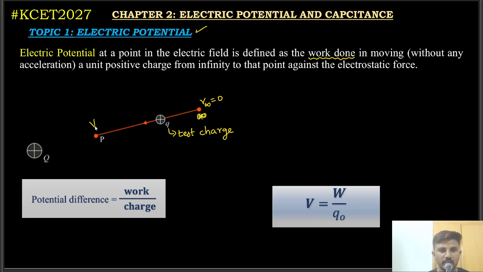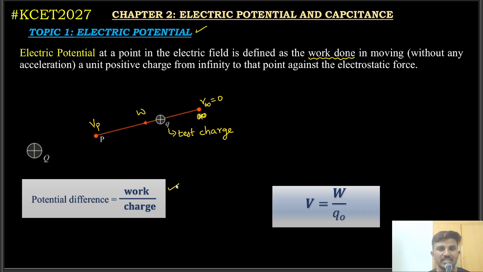So here electric potential is V at P. This work done to move the charge from here to here is called electric potential. So mathematically we write W divided by q. But the work done to move the charge is done without changing the velocity of the charged particle, and the acceleration should be 0. That means along with that the velocity also should be very less.